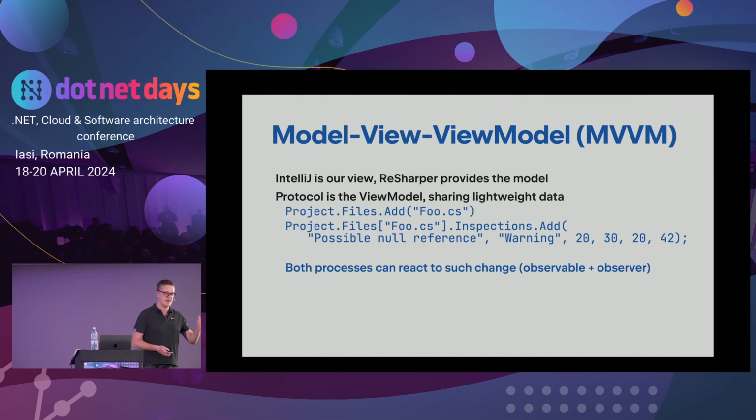It's a warning. It's on line 20 from column 30 to column 20. I don't know what I meant with those numbers, but anyway, essentially making sure that we could just add something to a collection and it would magically appear on both sides. And both sides would be observers of that model that is there. Like in MVVM, you would subscribe to changes, look at collections that are being changed, and just update whatever is there.